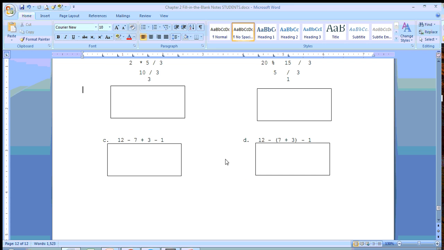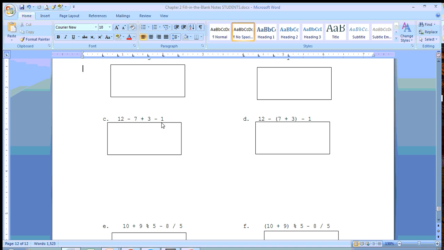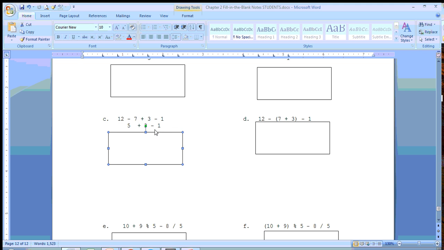All right, C. C is, you have just subtraction and addition all on the same line. There's the same precedence, so you go from left to right. So 12 minus 7 is the first thing that shows up, and that is 5. And then you have plus 3 minus 1. Now you do the plus because that's on the left side. That's leftmost. And so 5 plus 3 is 8. And then you're left with 8 minus 1.